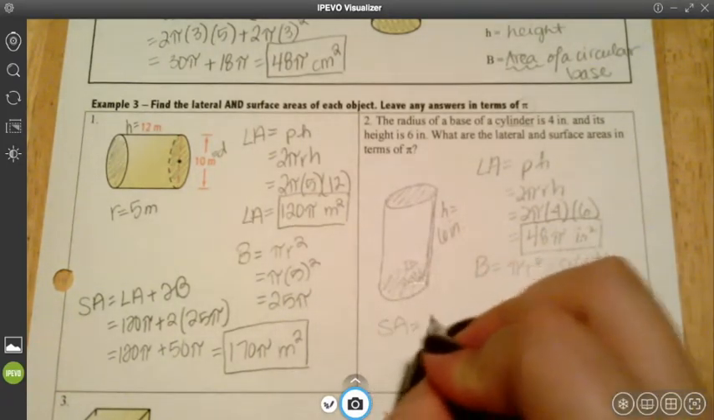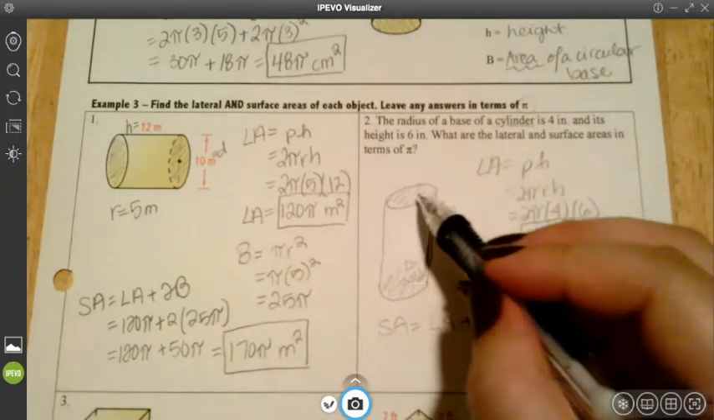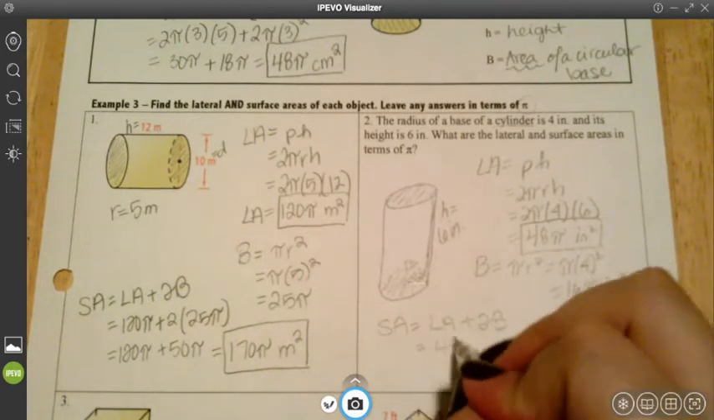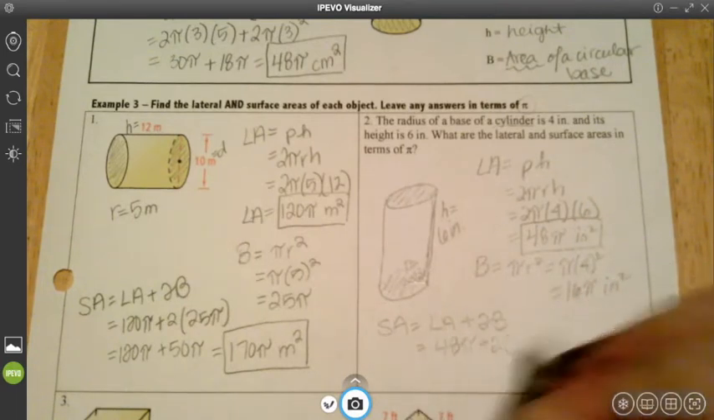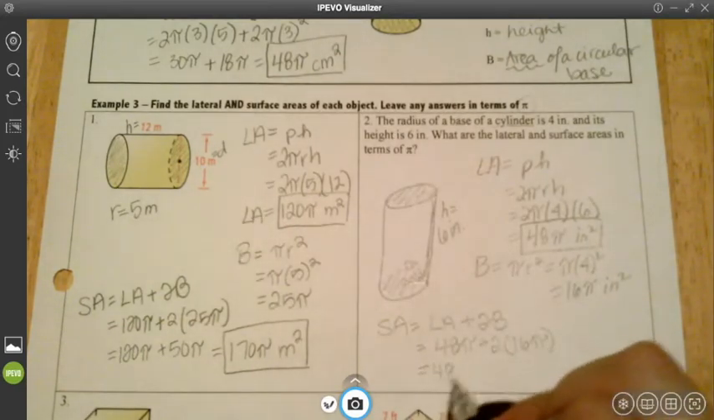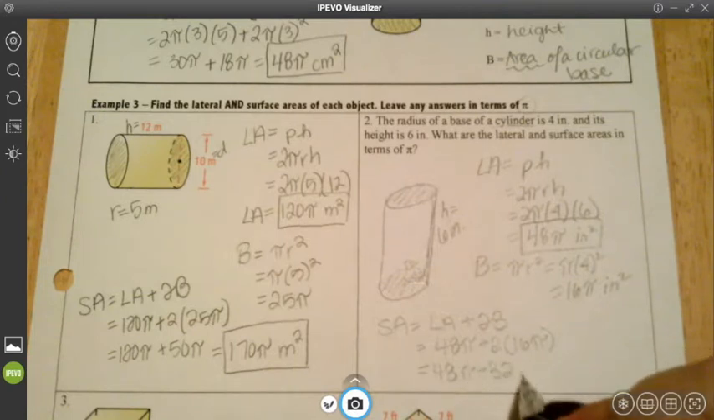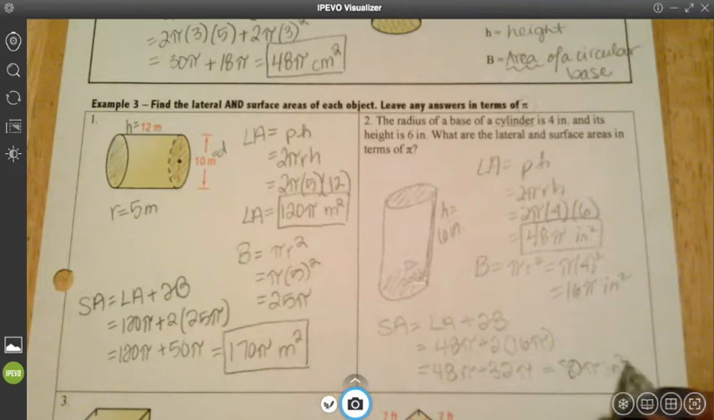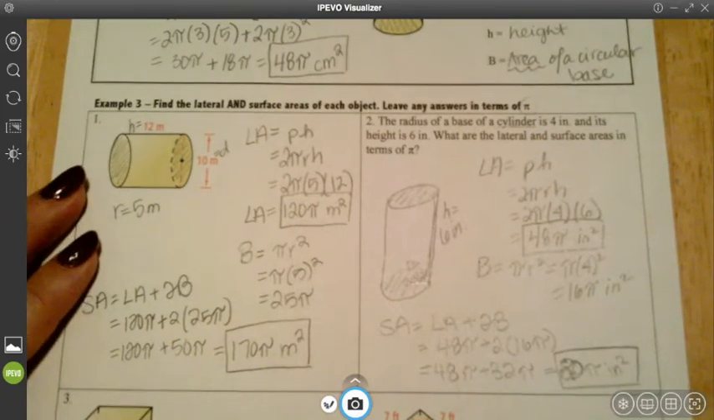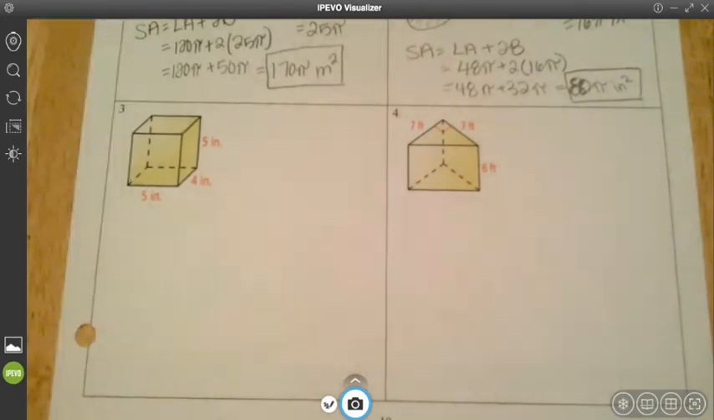Surface area is lateral area plus how many bases do I have? 2 bases. So our lateral area is 48 pi, plus 2 bases, which are 16 pi each. So that's 48 pi plus 32 pi, leaving us with 80 pi square inches. Okay, I'd like you to try number 3 and 4, and we'll go through them together.